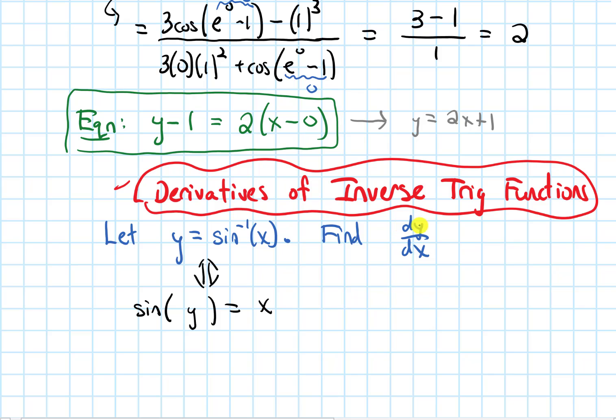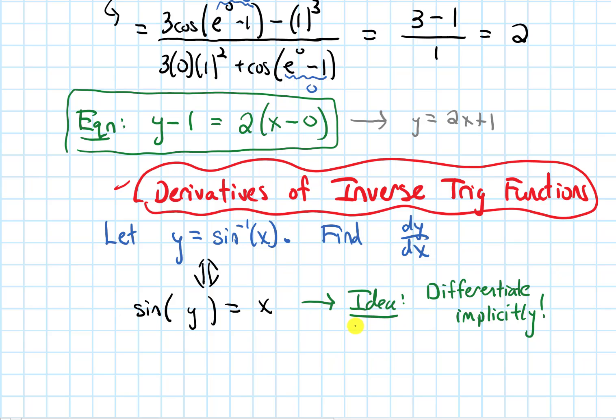My goal is to find dy dx, so right now this is defined implicitly. I don't have the y isolated. Okay, so my idea is, well, why don't we differentiate implicitly?